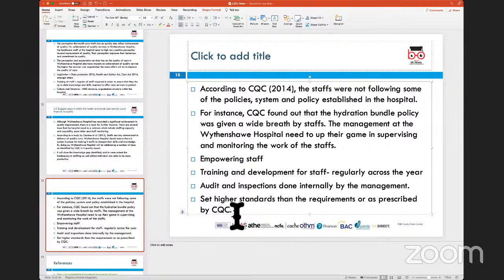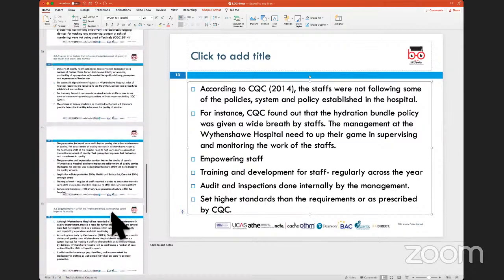So what you're trying to do here is set higher standards than what is required, and that would ensure that even if there are slippages in some of these standards, they will still end up conforming to the basic requirements set by the regulatory body, or the regulator, in this case the CQC.